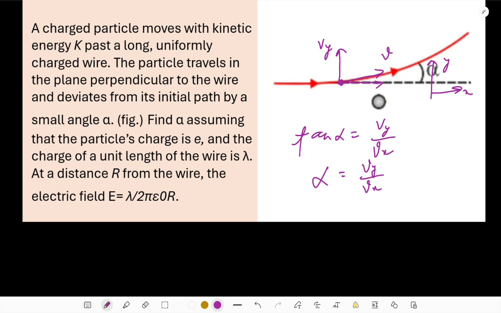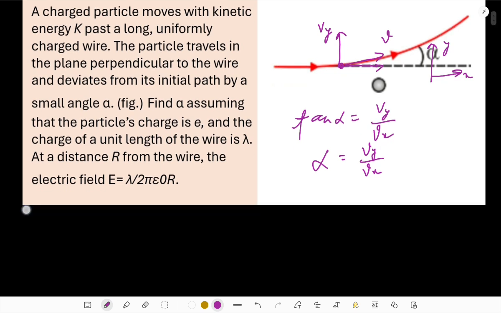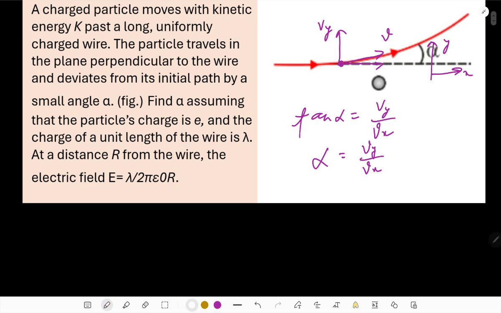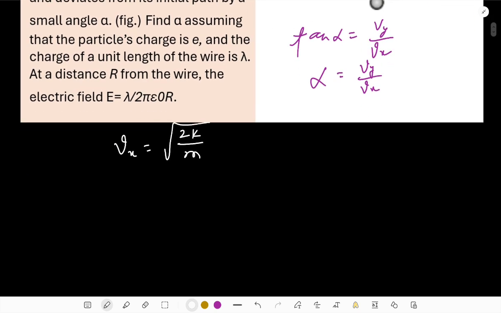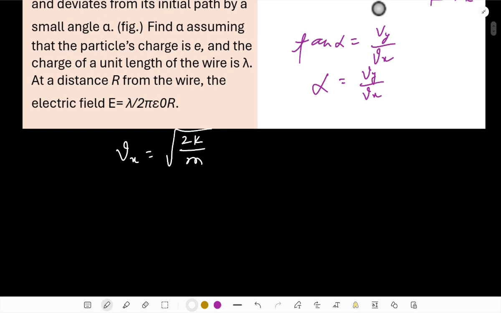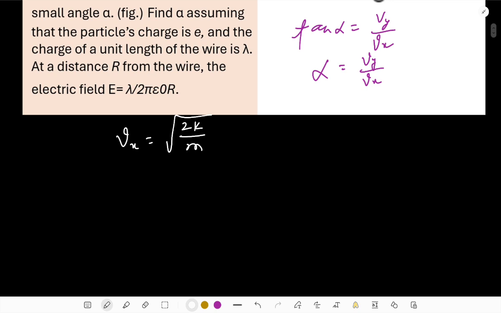Under this assumption, I can write vx will be under root 2K by m, simply using K equals half m v squared. I wrote this result, and the formidable task is to find the y component of velocity, that is vy, and it can be found using Newton's second law of motion.